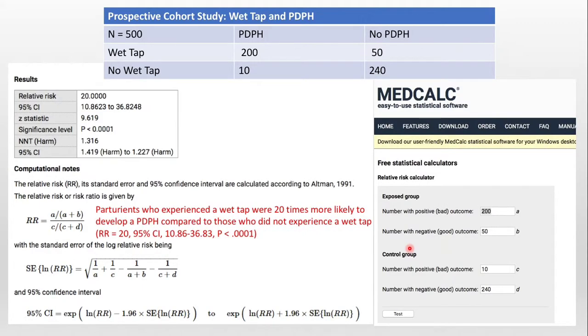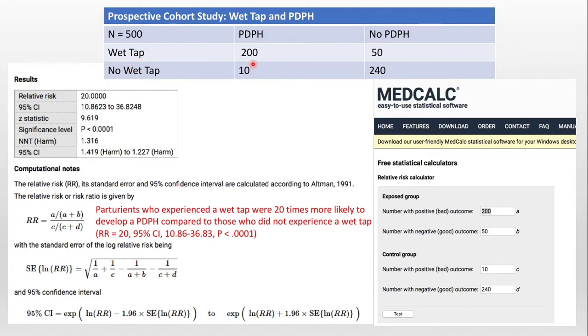All right, here's a couple examples for you. I've made up some data, and this is, say, a prospective cohort study looking at the relationship between whether or not a wet tap occurred and whether or not a patient develops a post-dural puncture headache in 500 women, okay? So you can see here we have yes or no, the event occurred, so this could be our dependent variable, and our independent variable could be whether or not they had a wet tap.